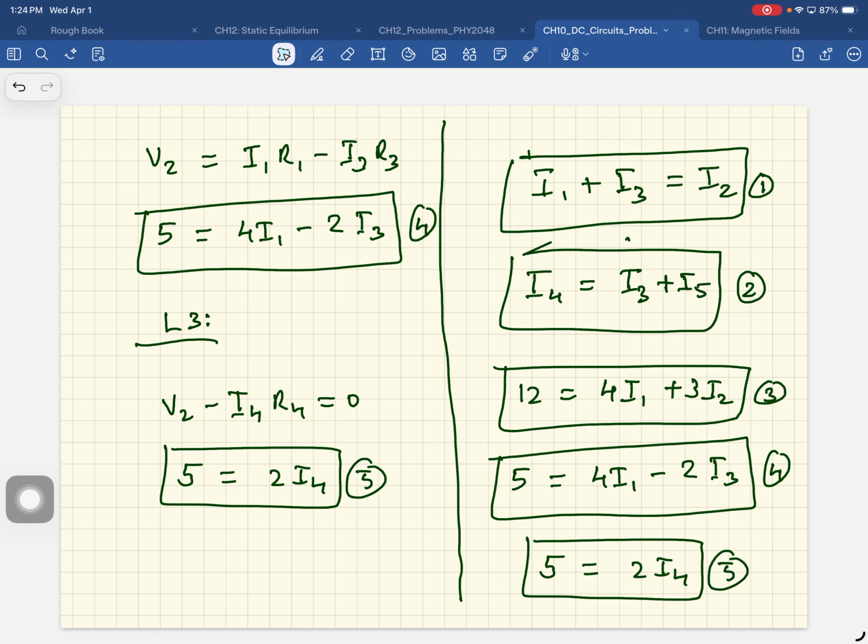Okay, so there are the 5 equations. From here, you can solve for I4. Then once you solve for I4, these two, that is 3 unknowns and 3 equations. You can solve for I1, I2, I3, and then put that in here. I4, you know, I3, you know, and you can solve for I5.